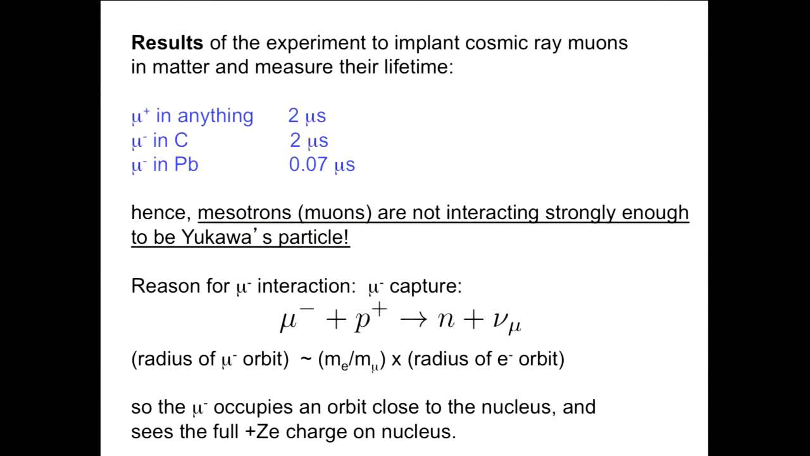So there is a small effect that you see in lead, but basically, when you put muons in anything, the lifetime is not affected. If we go back to Yukawa's idea, if this particle, the mesotron, really was the thing that held the nucleus together, then if you fire it into matter, it should just be gobbled up. It would strongly interact, and therefore you'd see huge lifetime changes when you put these muons into matter, and you basically see no effect.